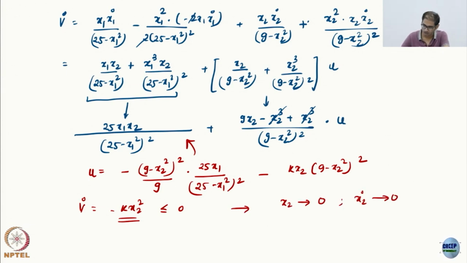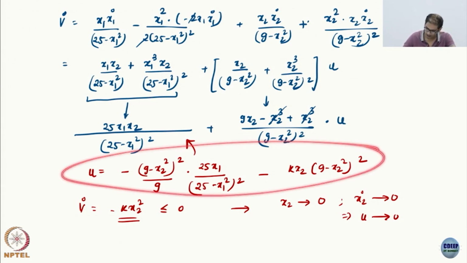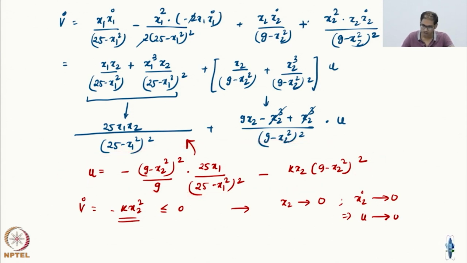Okay, x2 dot going to be 0 implies control going to be 0, because x2 dot is the control, right? Control going to be 0, so I have to just check this guy. In here I have already proved x2 is going to 0, right? So this term is 0. Only left with this. The only way this can go to 0 is if x1 goes to 0.